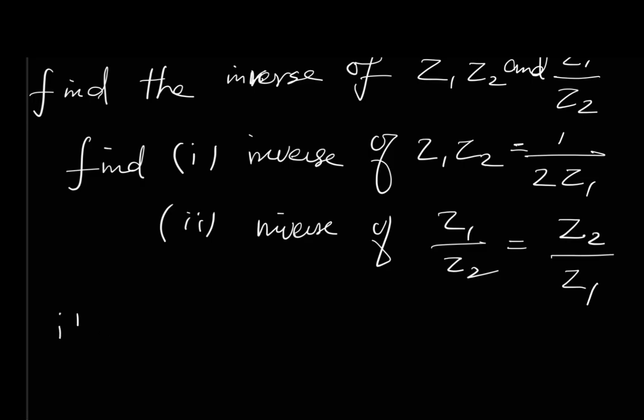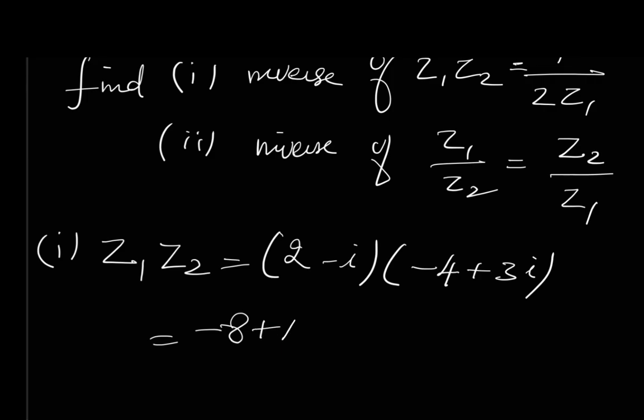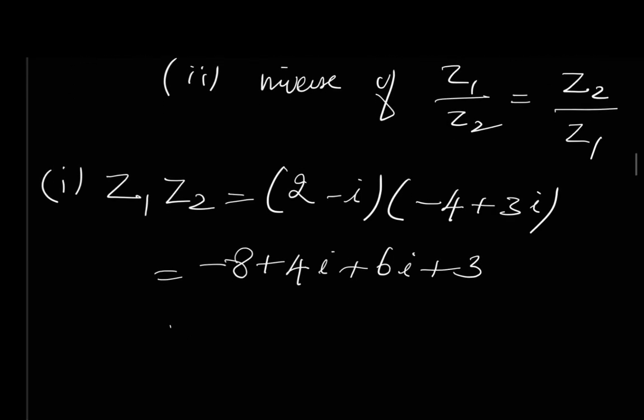So first sum, I find first z1 z2. z1 is 2 minus i. z2 is minus 4 plus 3i. Simplify this. First multiply with real part the whole of this complex number. Minus 4 2s are 8. Minus minus plus 4i. 3 2s are 6, 6i. I squared is minus 1, minus minus plus 3. So this is equal to minus 5 plus 10i.